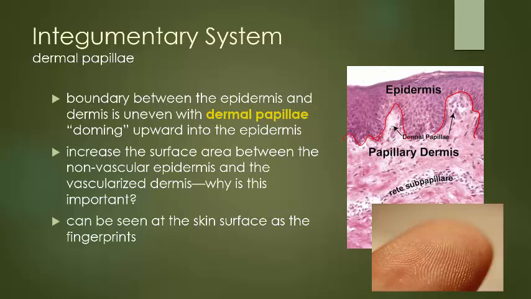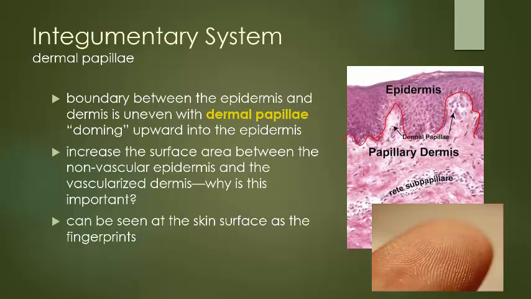You should be thinking, what is it when we see those wavy margins between two different structures? Well, it's usually about increasing surface area. And sure enough, the dermal papillae allow for an increase in the surface area that's in contact between the dermis and the epidermis.